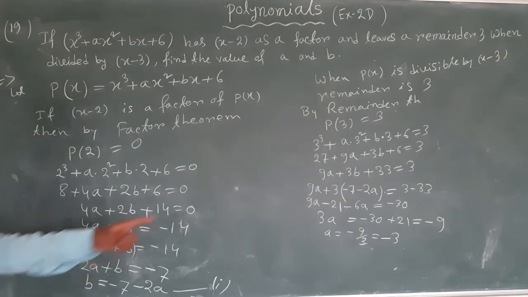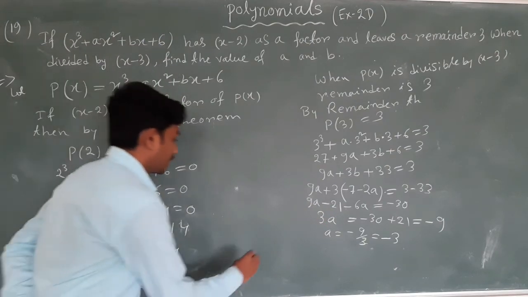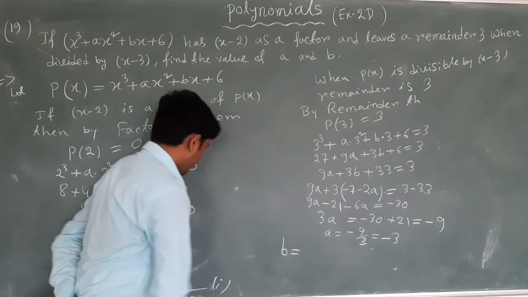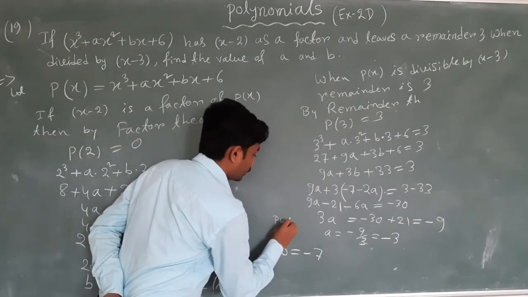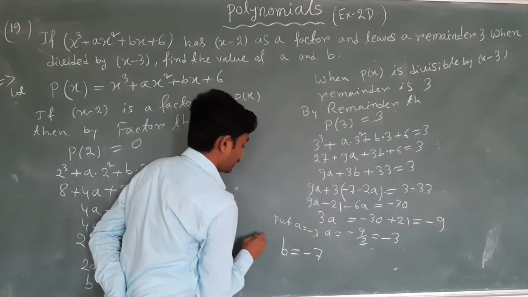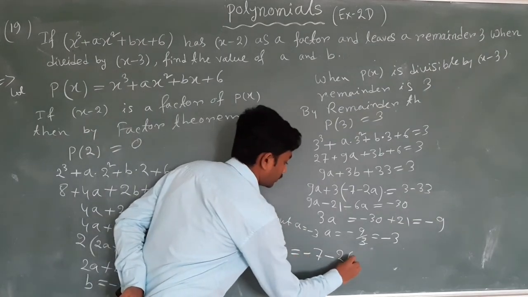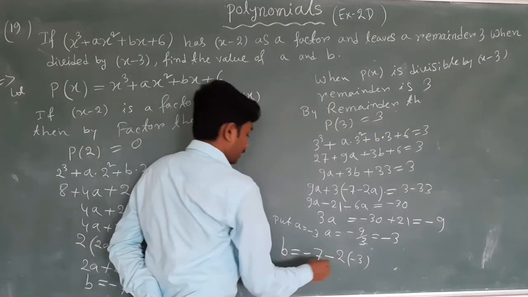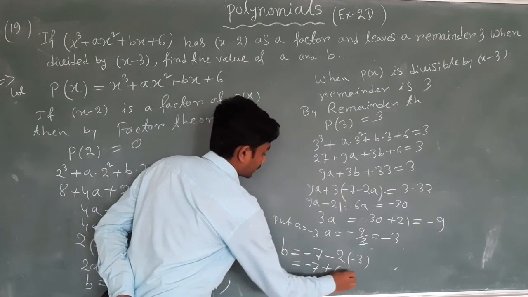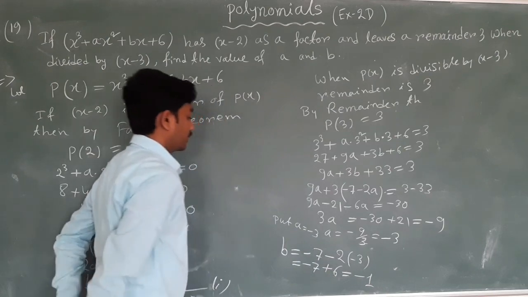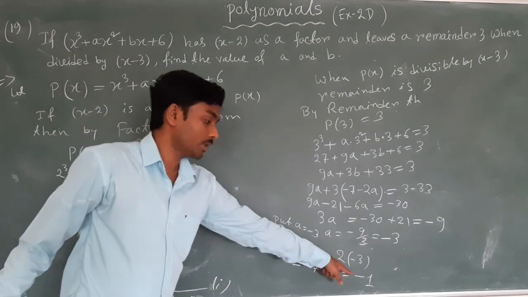If we put a equal to minus 3 in equation 1, then we get the value of b equal to minus 7 minus 2a, put a equal to minus 3. Minus 7 plus 6 equal to minus 1. So value of a is minus 3 and value of b is minus 1.